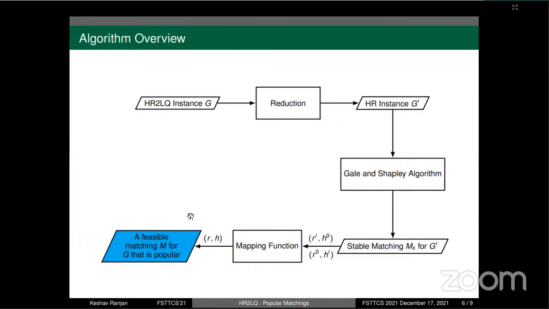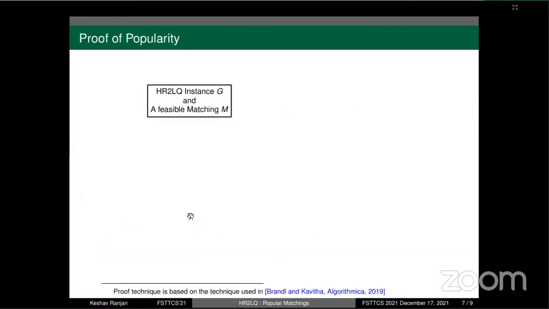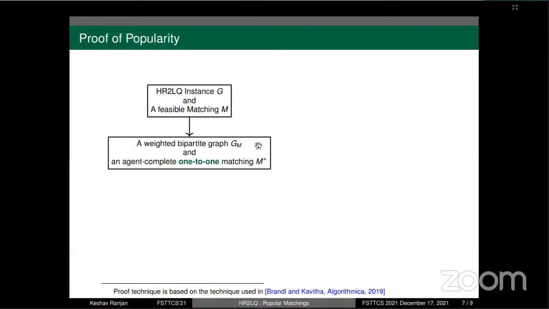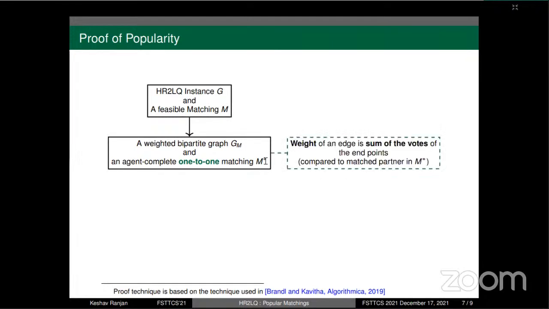For that, we use the theory of alternating paths and alternating cycles. By assuming that matching M is feasible, we are going to see the technique for proving popularity, which is inspired by the work of Brandon and Kavita, where they prove popularity for the many-to-many setting without lower quota. Here we are given an HR to LQ instance G and a feasible matching M. We construct a weighted bipartite graph GM, and there an agent complete one-to-one matching M star. So we convert the many-to-one matching M to a one-to-one matching M star. The weight of an edge here is the sum of the votes of the endpoints when the endpoints cast their vote compared to matching M star.